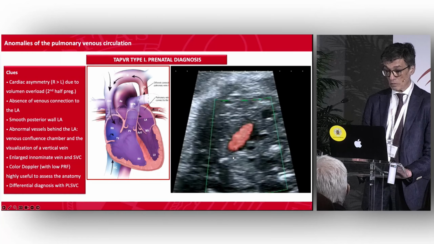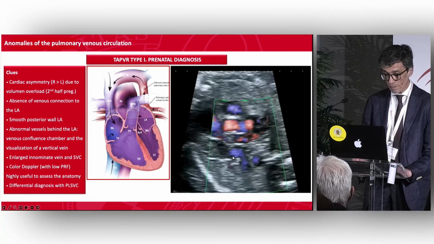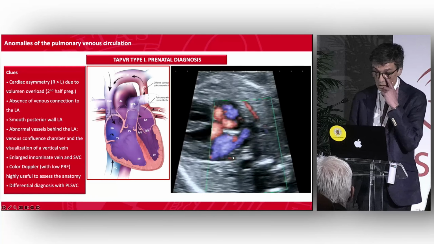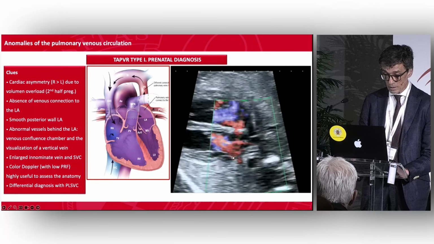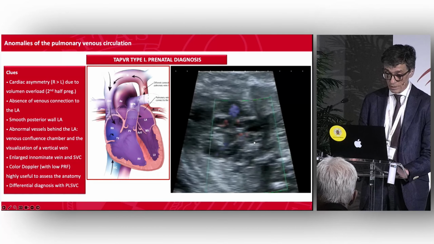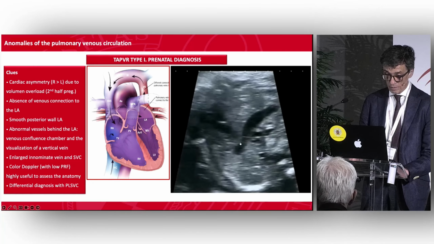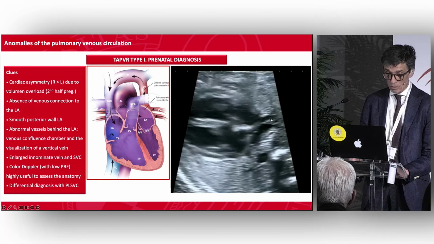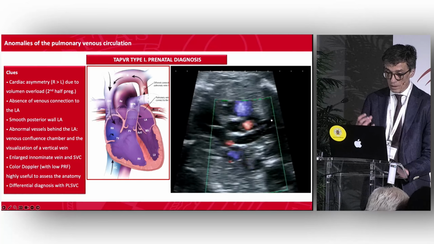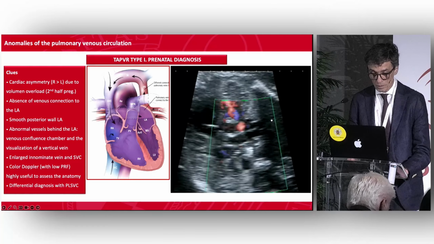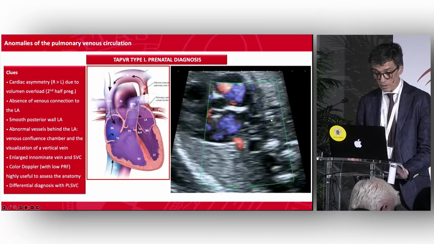And one can think, firstly, that this is a persistent left superior vena cava. But in these cases, when there is a persistent left superior vena cava, usually the innominate vein is absent. But in this case, on the contrary, we have an enlarged innominate vein connecting the vertical vein with the right superior vena cava. And this is a very powerful marker to make the differential diagnosis between persistent left superior vena cava and totally abnormal pulmonary venous return.